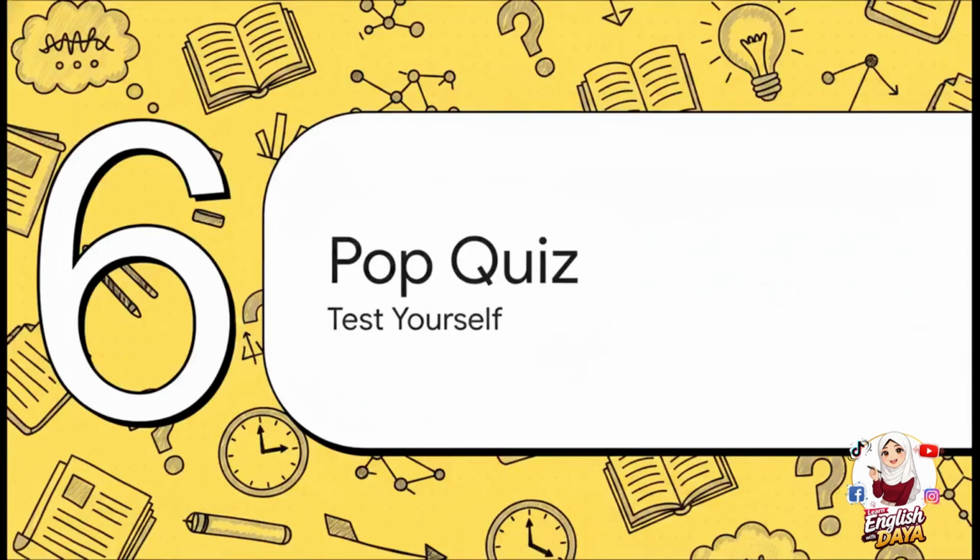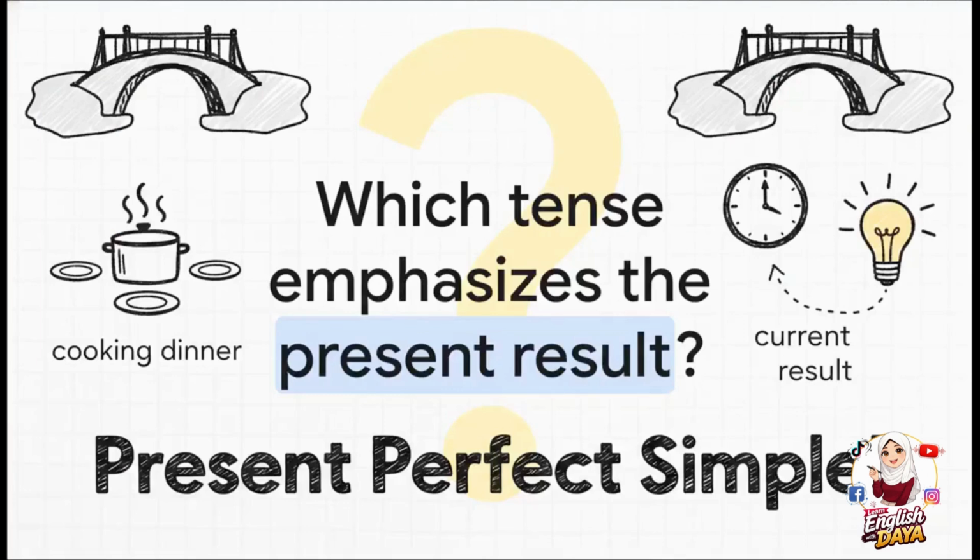Okay, class, let's see how much of this explainer stuck with you. First question. Which tense puts the strongest emphasis on the present result of an action that stopped recently? Think back to our bridge analogy and how we connect past actions, like cooking dinner, to their current results. Got it? Yep, it is the present perfect simple.